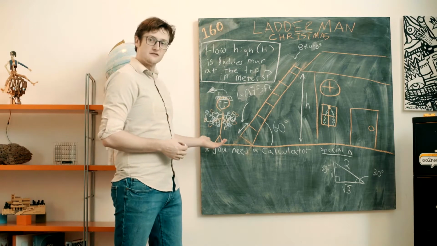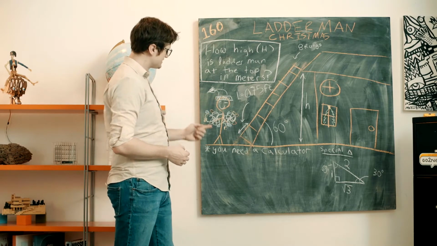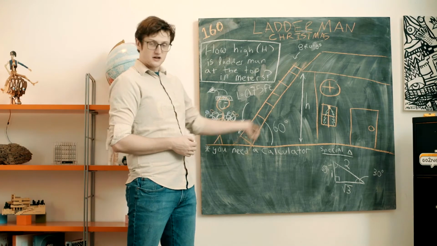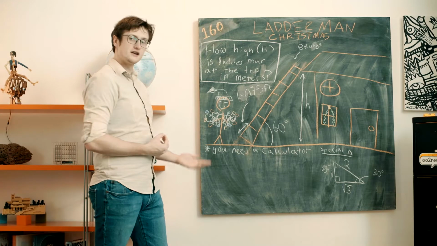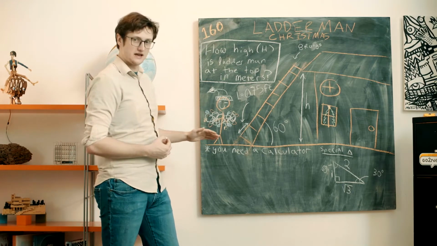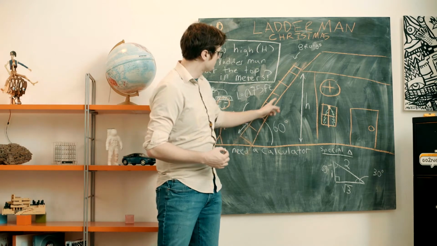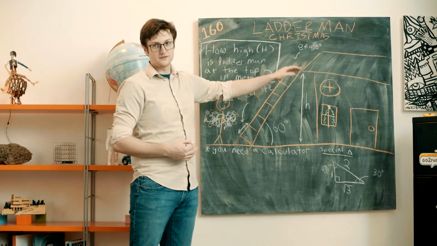So of course we have Ladderman, and he's all ready for Christmas. He's got his Christmas hat on, he's got his light bulbs, and he's about to go up and put his light bulbs on his house. And we want to know, how high is Ladderman going to be off the ground when he climbs up this ladder to the very top?